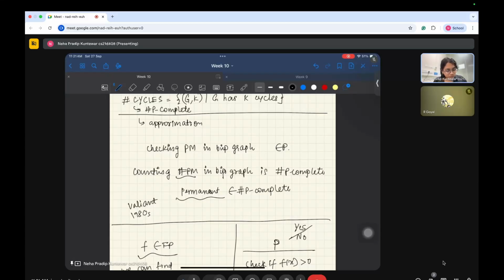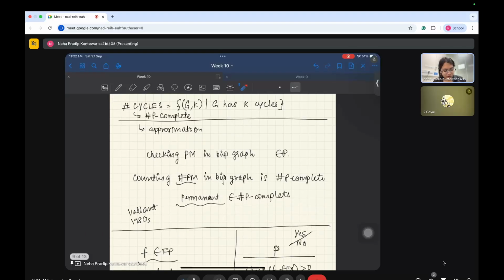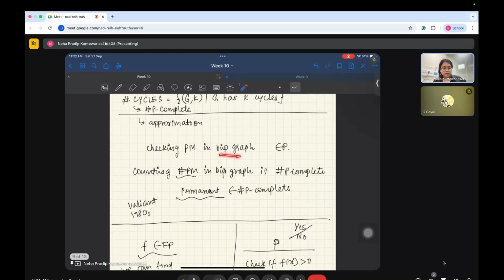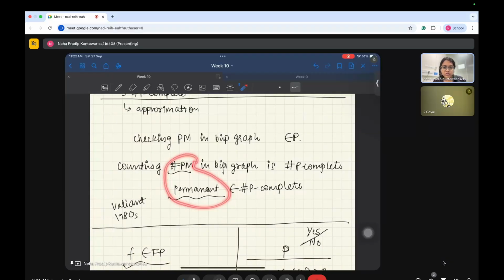Okay. So just to summarize, what we saw was there are indeed problems whose decision version is easy, but the counting version is very hard. And this is a very nice connection that was done in the class, I think.